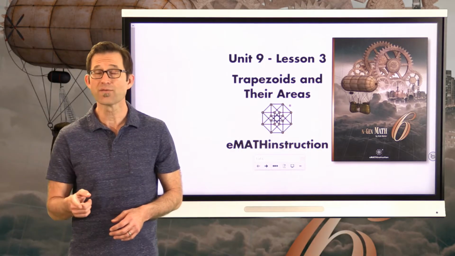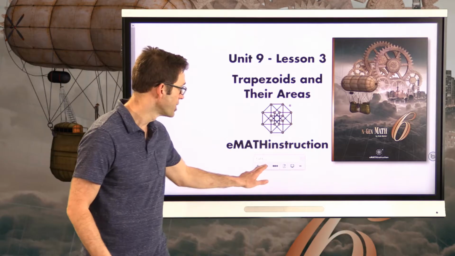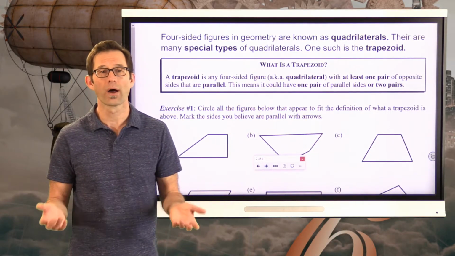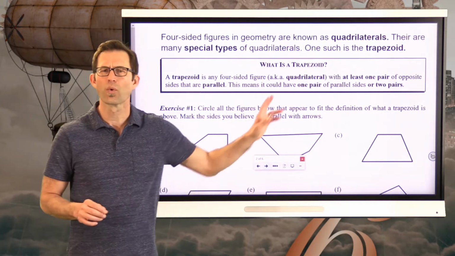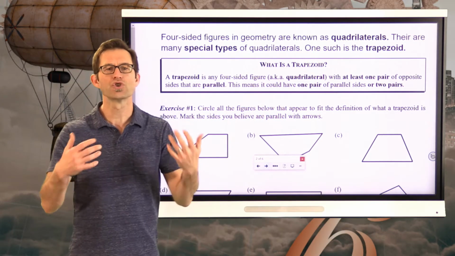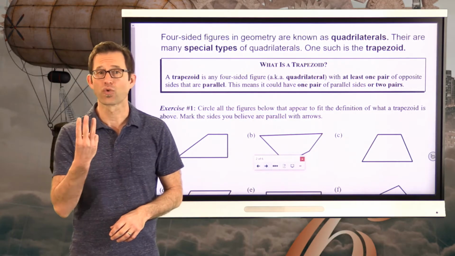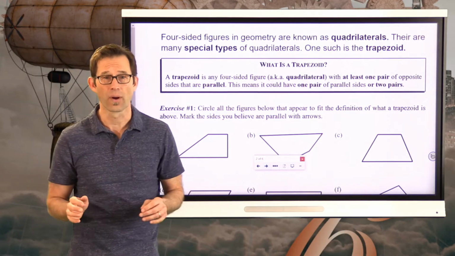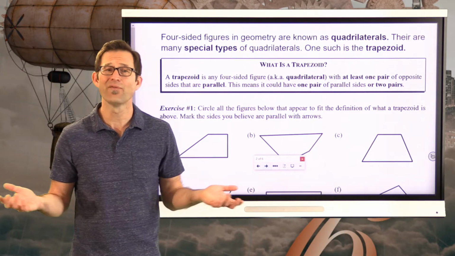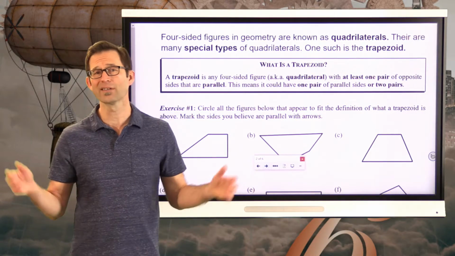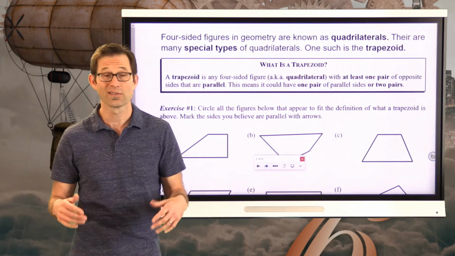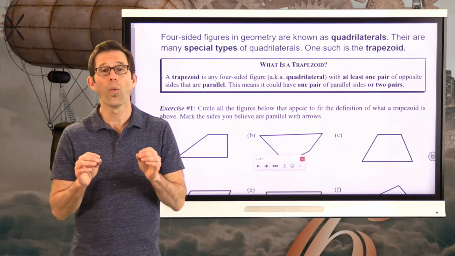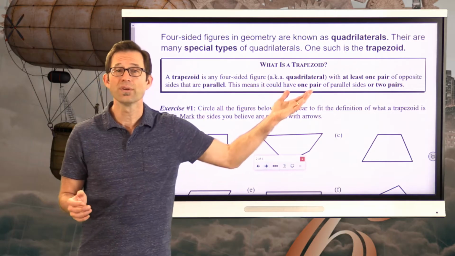So let's first talk about what a trapezoid is. Four-sided figures in general in geometry are known as quadrilaterals. Hopefully you've heard the word quad before. Quad is shorthand for four, just like tri is 3, quad is 4, quint is 5, etc. So a quadrilateral is any figure that has four sides. That could be a rectangle, a square, a trapezoid, or just a random four-sided figure. There are many special types of quadrilaterals. One is the trapezoid. So what is a trapezoid?